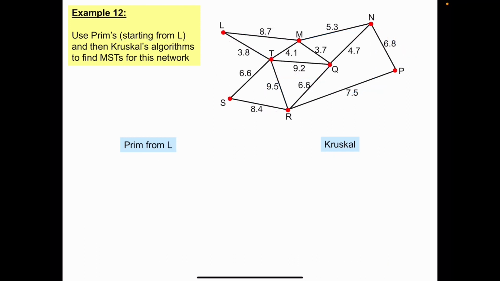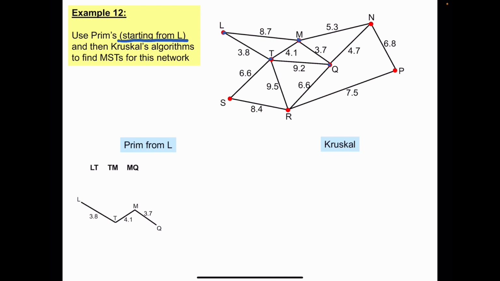So in example 12 we have the same situation, except in this case they ask us to start from vertex L in case we're going to do the Prim algorithm. So when we look at that, from L the nearest vertex is T, so that means it's 3.8. Then L and T are already connected, so the nearest next vertex would be 4.1. That means the M vertex, so TM is the next edge. That means it will connect the M vertex to my tree. Then I have 3.7, that's the Q.